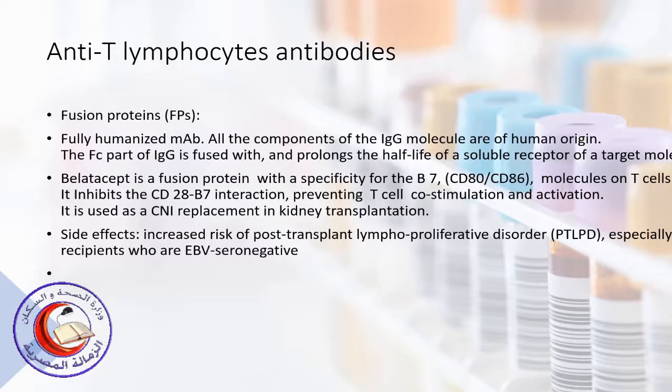Belatacept is a fusion protein with a specificity for the B7 molecules on T cells. It inhibits the CD28-B7 interaction, that's to say, the co-stimulatory signal necessary for stimulation of the T cell. It is used as a calcineurin inhibitor replacement in kidney transplantation. Side effects: increased risk of post-transplant lymphoproliferative disorders, especially in recipients who are Epstein-Barr virus seronegative.